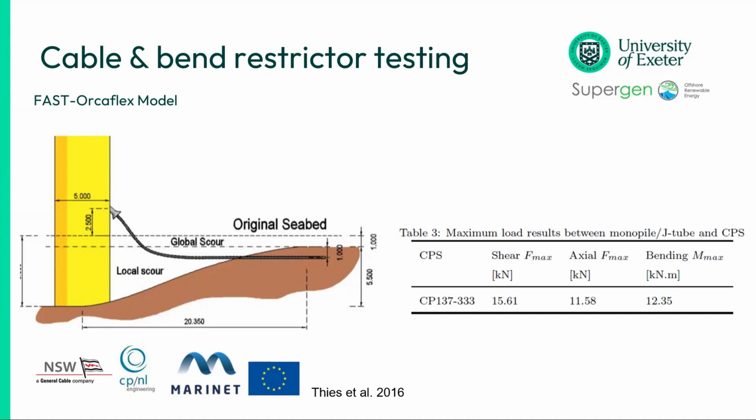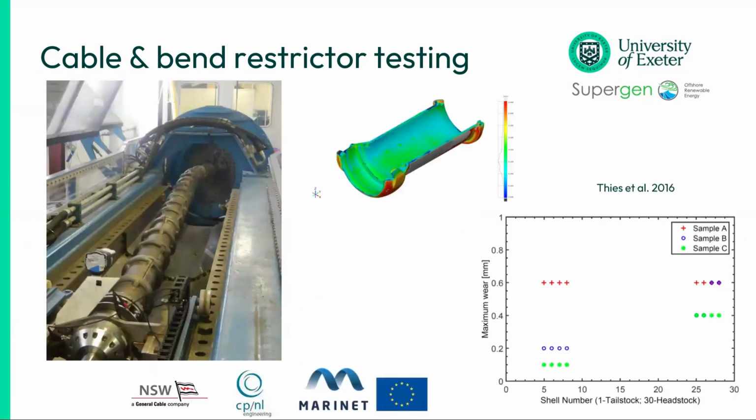The test we've done is on the back of a numerical model to estimate the maximum axial force that the cable sees coming out the J tube with that increased free span, and the maximum bending moment it experiences as well. And we've tested the combined system of the cable and the bend restrictors. So these are our split pipe bend restrictors.